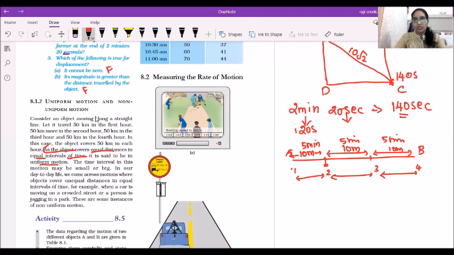Suppose in a question they are telling that a body is undergoing a uniform motion, you should understand that it is covering equal distance in equal intervals of time.